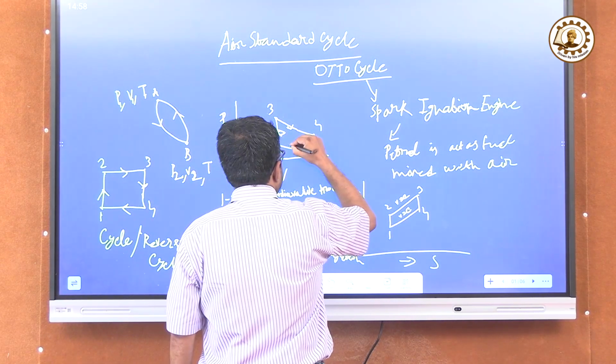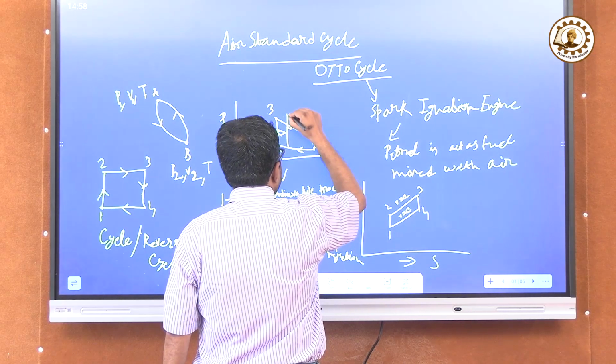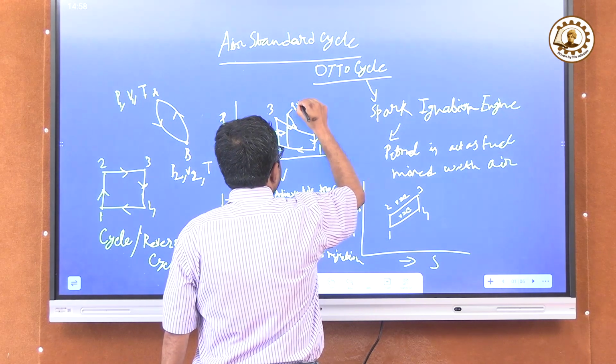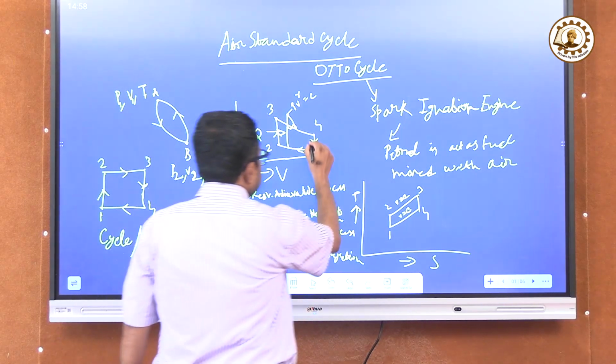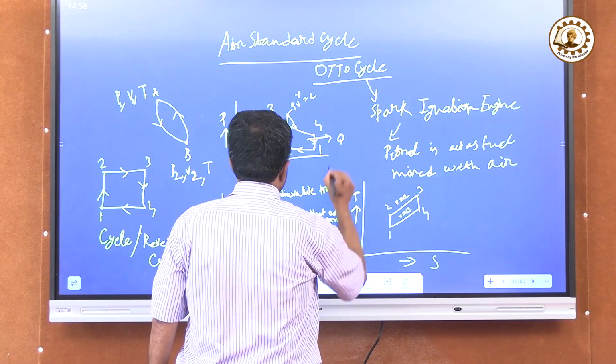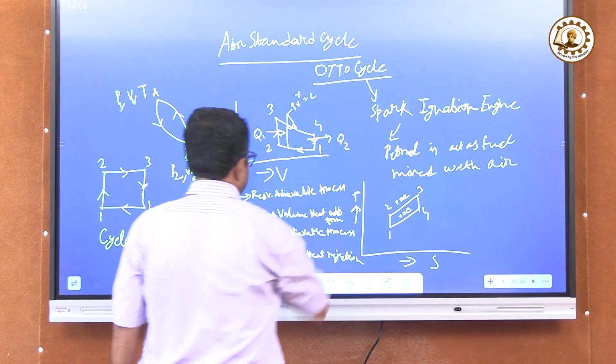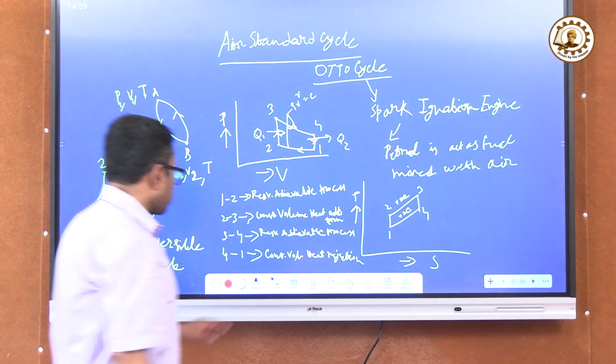Here, as this is the adiabatic process, we know that for an adiabatic process PV to the power gamma is equal to constant, and it is heat rejection. This is 2 to 1.